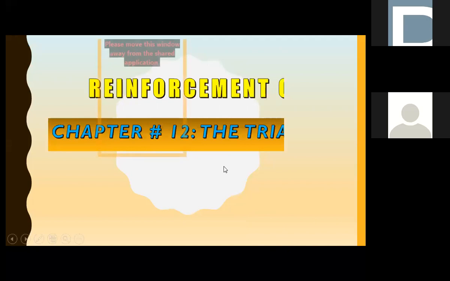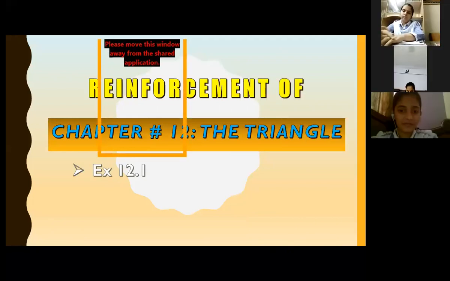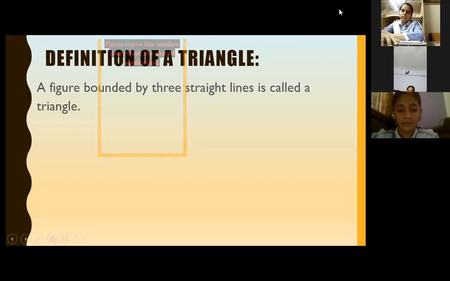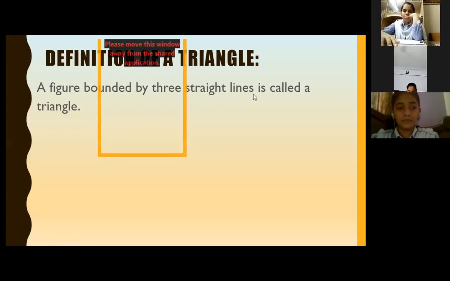Today we are going to revise Chapter 12, The Triangle, Exercise 12.1. Okay. So what is a triangle? A figure bounded by three straight lines is called a triangle. First, I am going to give you an explanation of the definition, then we will solve a question together, and finally I will ask some objectives related to these definitions. Okay? So be attentive.